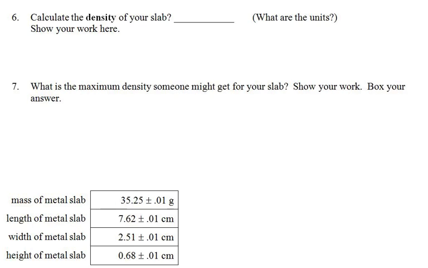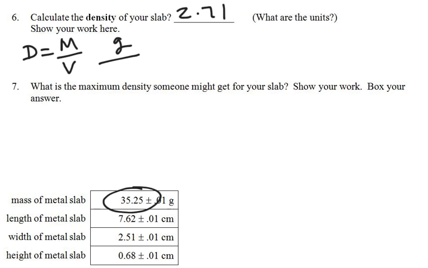Now on to 6. If we want to calculate the density, density is pretty simple. I always remember DMV: density equals mass over volume. We already know the mass of our slab, 35.25, and we calculated the volume as 13.0. If we put the numbers in, we get a value of 2.71. And what are the units? The mass is grams, and the volume was cubic centimeters, so the units would be grams per cubic centimeter.